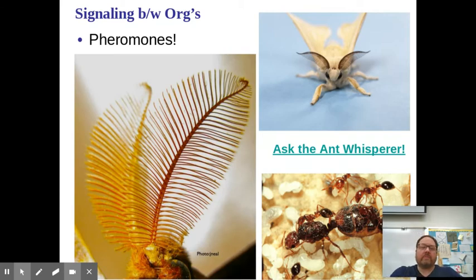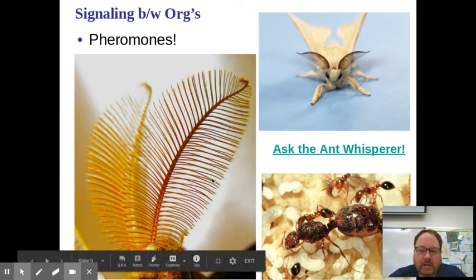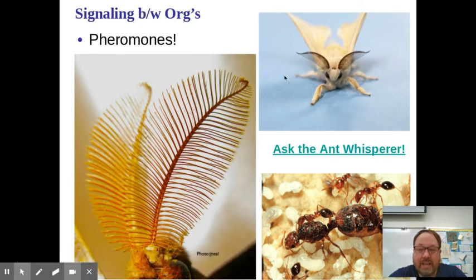Another example of signaling between organisms is pheromones. Pheromones can be released by one organism, dock on receptors for another organism, and then communicate something between organisms. These moths are an interesting example. They can release mating factors into the air that can travel for miles and dock on receptors of moths of the same species, and then they can move toward the concentration gradient and find one another over long distances.